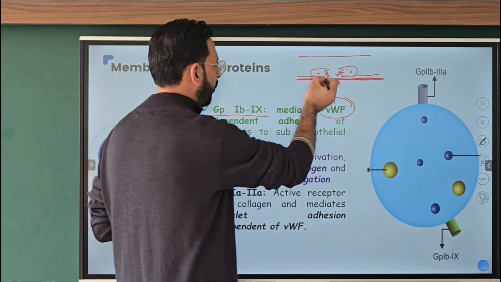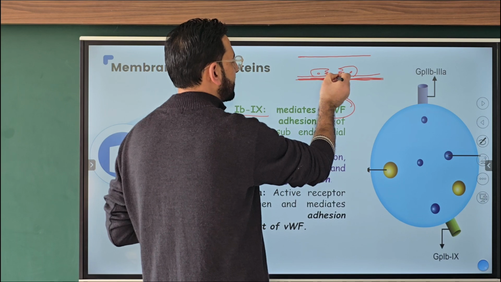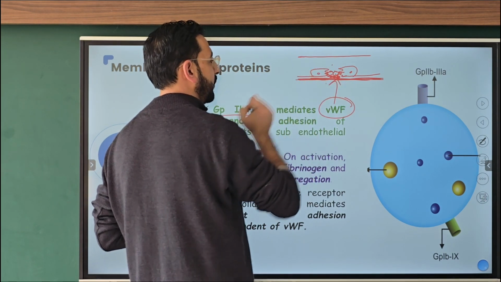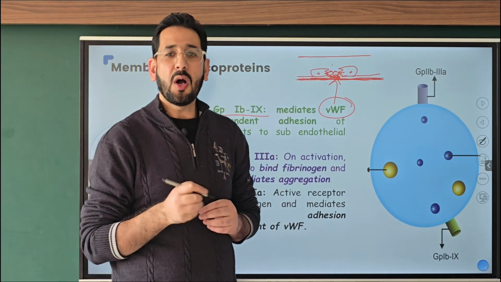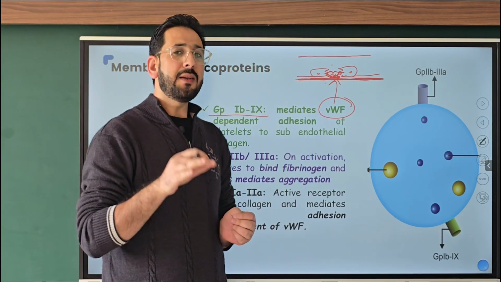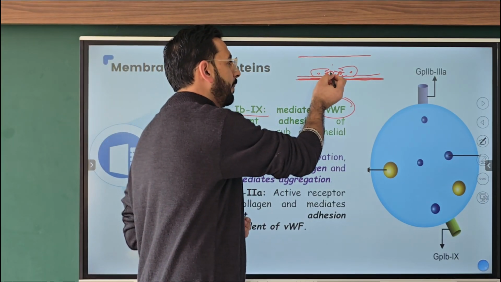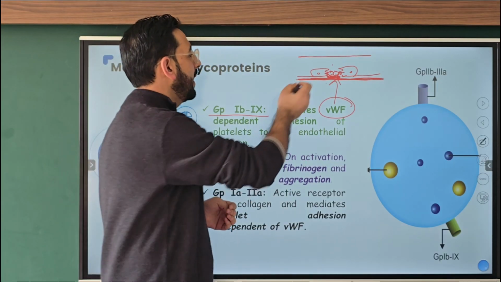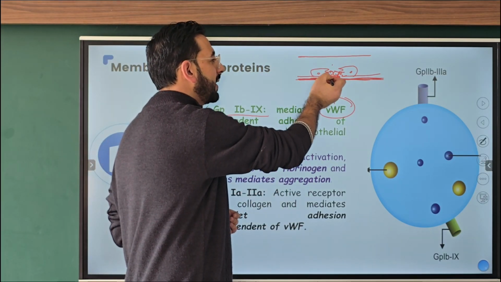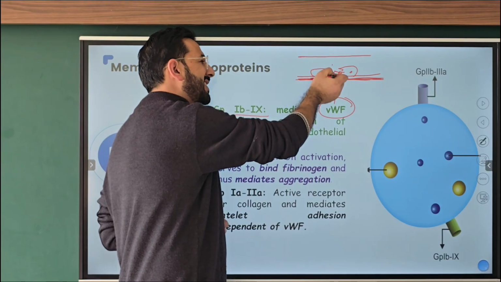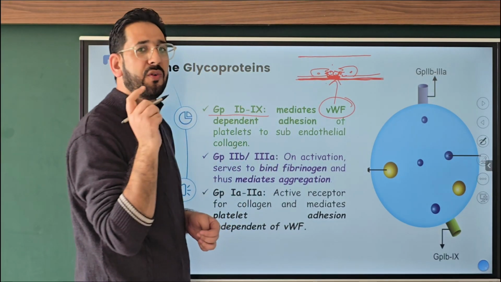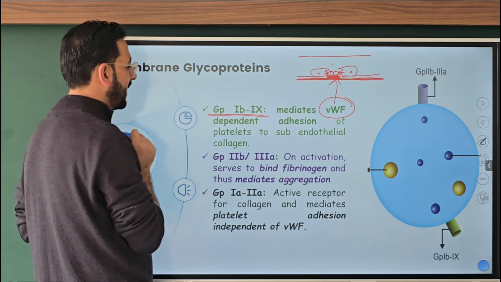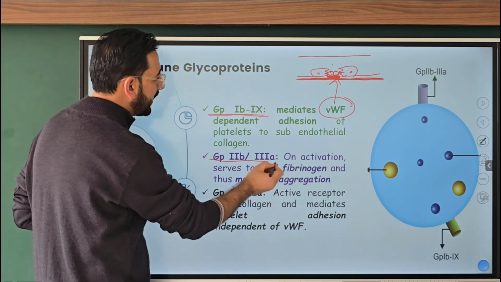Once this von Willebrand factor is secreted here, it will help the platelets to stick here, to adhere here. We call that platelet adhesion. Platelet adhesion is the sticking of platelets on a non-platelet surface, because von Willebrand factor is not a platelet. To stick with the von Willebrand factor, we have one important glycoprotein on the membrane of the platelets, that is glycoprotein 1b9. The second is glycoprotein 2b3a.